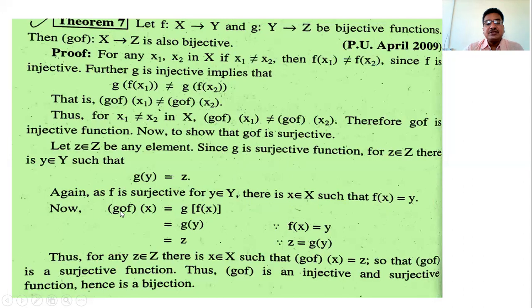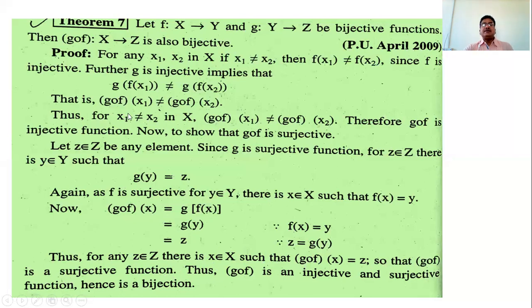And then find g circle f of x. What is it? g of f(x), and f(x) is y and g(y) is z. So what do we have? This x is the preimage of z under g circle f, and therefore the function g circle f is a surjective function. For any z belonging to Z, there exists x in X such that g circle f of x is equal to z. So g circle f is a surjective function.